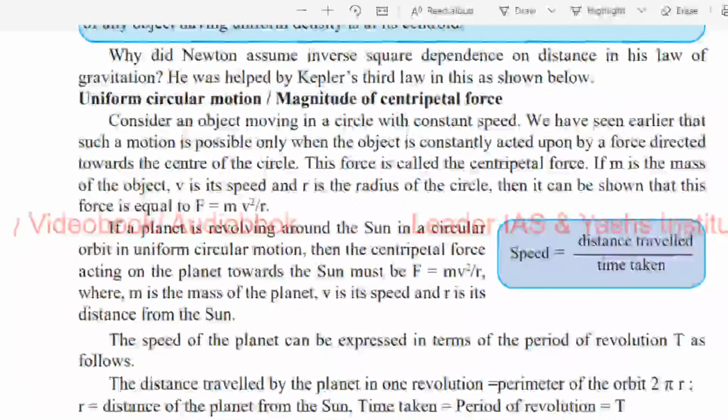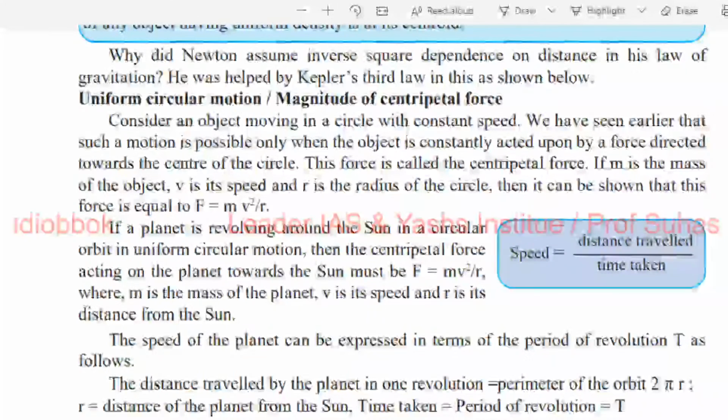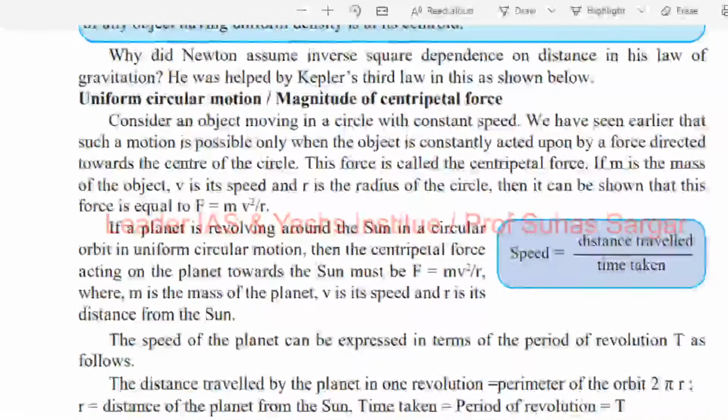If a planet is revolving around the sun in a circular orbit in uniform circular motion, then the centripetal force acting on the planet towards the sun must be F is equal to mv square upon r, where m is the mass of the planet, v is its speed, and r is its distance from the sun. In a box: speed is equal to distance traveled upon time taken. Box closed.